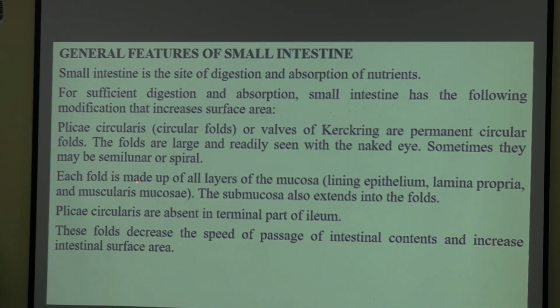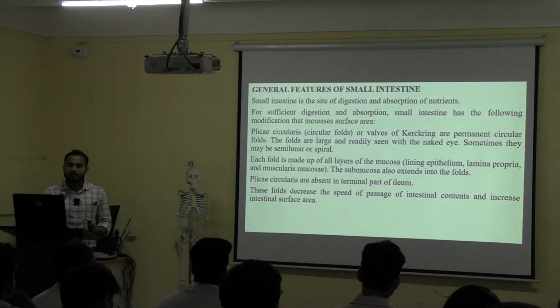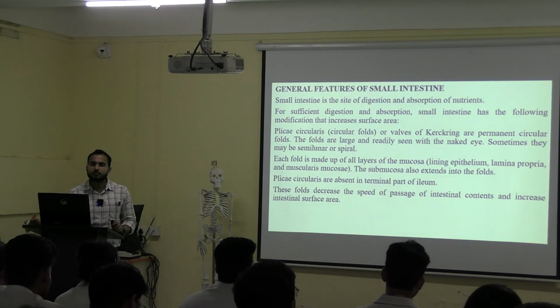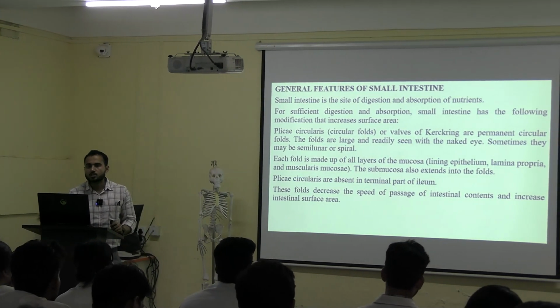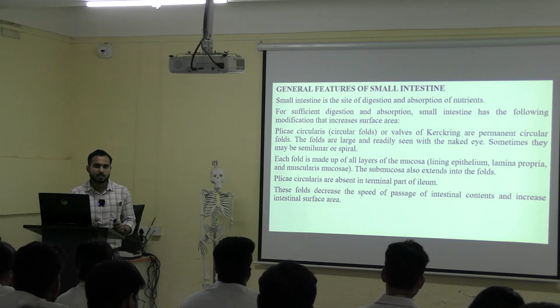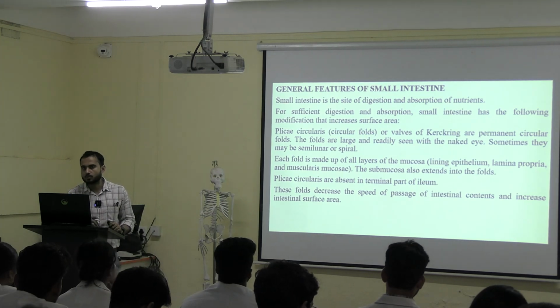Why is this particular fold permanent in nature? Because all the layers of the mucosa extend into that fold, and sometimes the submucosa also extends into the fold. Because of that, the circular folds are continuous in nature. What is the function of that fold? Whenever the food is traveling through the small intestine, it slows down the speed, so that there is more time for absorption.